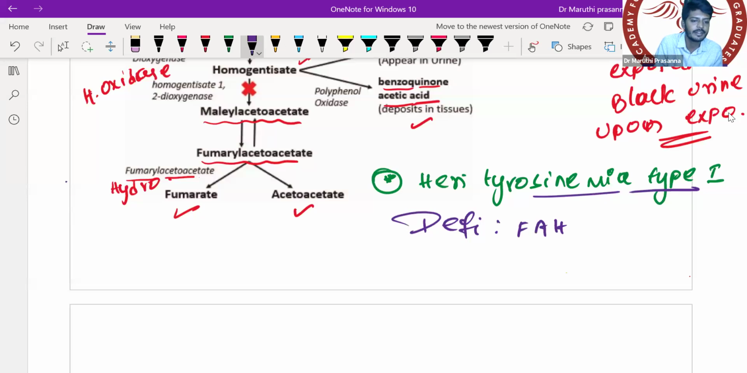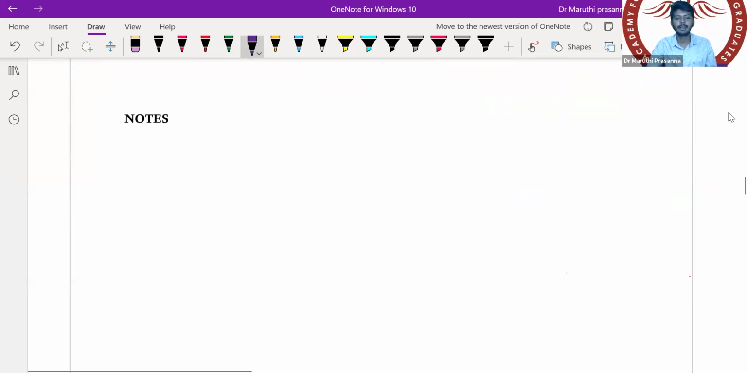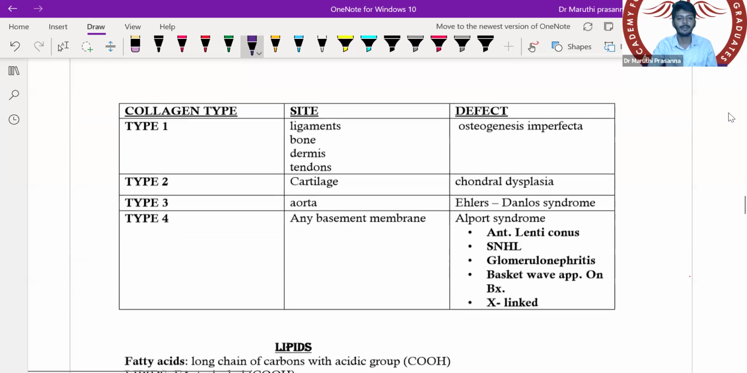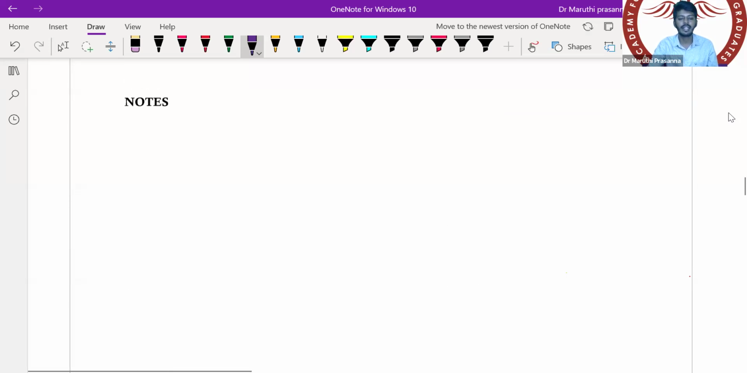What is that FAH enzyme? That is fumaryl acetoacetate hydrolase. Fumaryl acetoacetate hydrolase deficiency leads to tyrosinemia type 1. So that is a very important question to be remembered. Okay. Let's go to the next important aspect. With that much being said, we are done with the important aspects of amino acids.